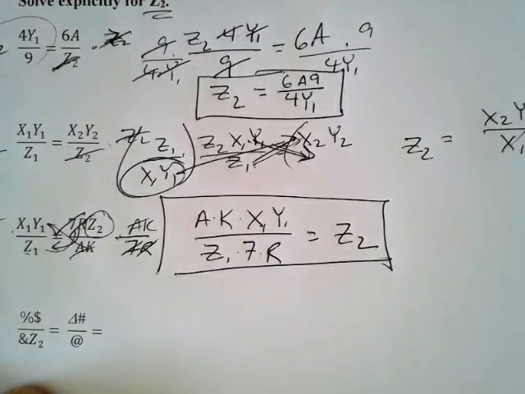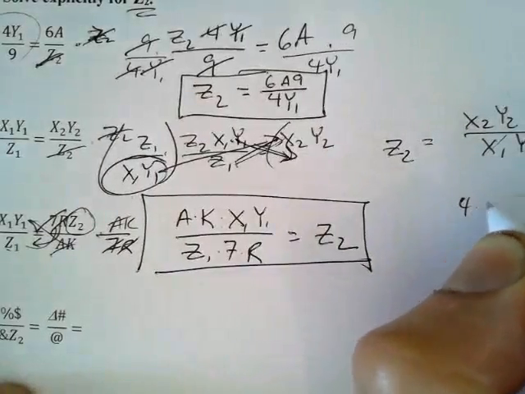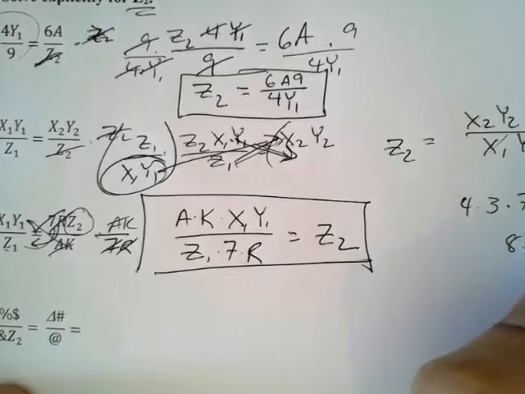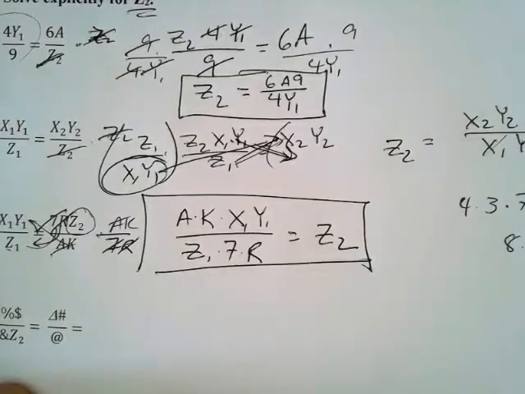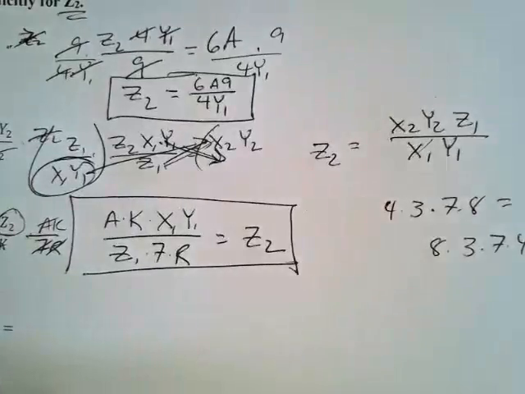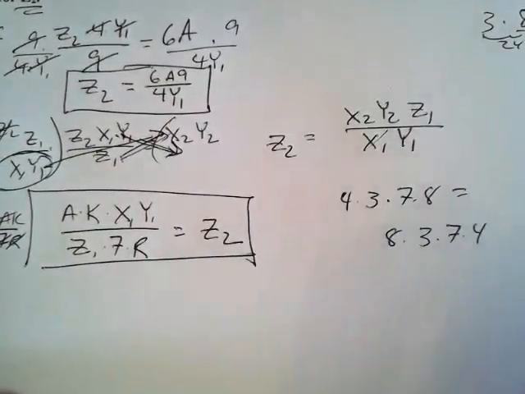It doesn't matter what order you wrote the X and the Y and the A and the K in, it's all multiplication up there. So if we had 4 times 3 times 7 times 8, that's exactly the same thing as 8 times 3 times 7 times 4. There's some word for that. My mom was a math teacher. She probably would be disappointed that I don't remember. It may be the commutative property or something like that.